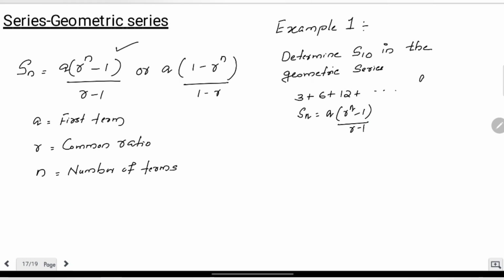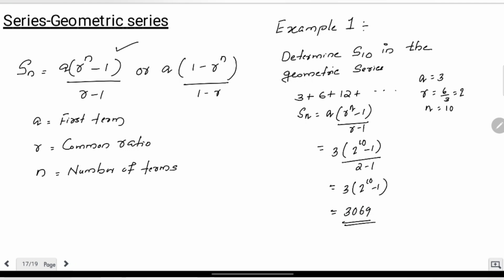Here, what is the first term? a is 3, and r is 6 divided by 3, which is 2. And n is how many terms? 10 terms. Now it's just a matter of substitution and using the calculator. That is 3 times 2 to the power 10 minus 1 divided by 2 minus 1. 2 minus 1 is 1, so it's going to be 3 bracket 2 to the power 10 minus 1, because the denominator is 1. When you do this in the calculator, you will get the answer 3069. So that's how we do this question.